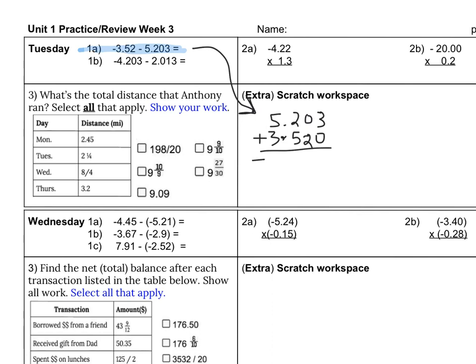Okay, now 3 plus 0 is 3, 2 plus 0 is 2, 2 plus 5 is 7, but our decimal, 5 plus 3 is 8, so we have negative 8.723.